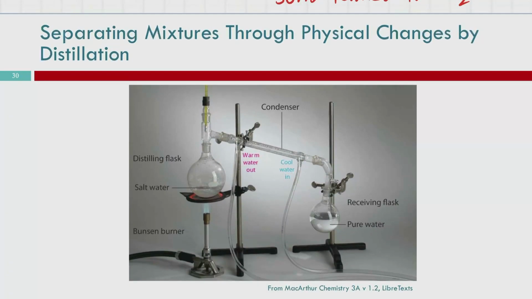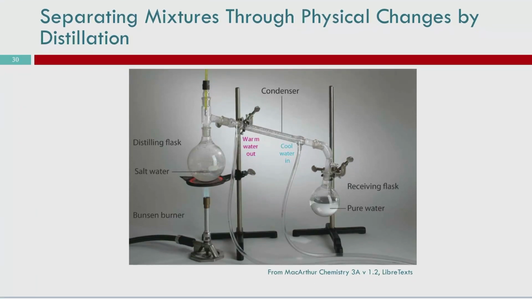One of the ways we can separate mixtures with physical changes is by distillation. I talked about this a little bit. I specifically said desalinization or something similar to that. So this is an example of how you might separate things out. We're not going to be doing this in this lab, but if you go on and take more labs, you'll probably do this at some point.